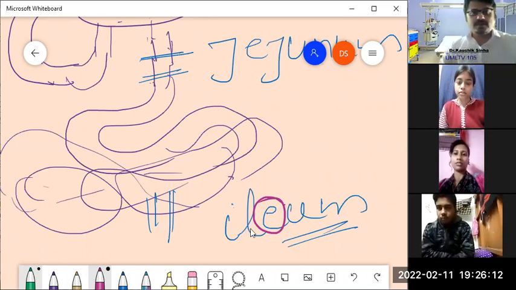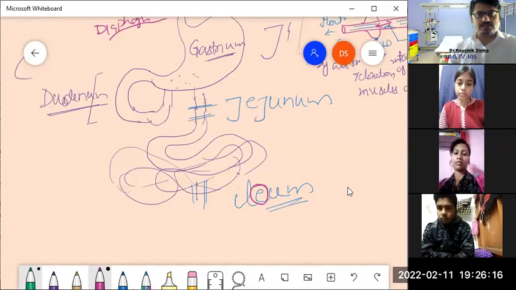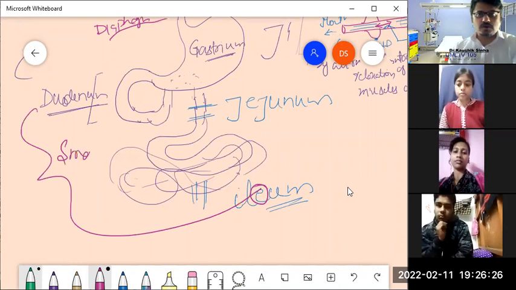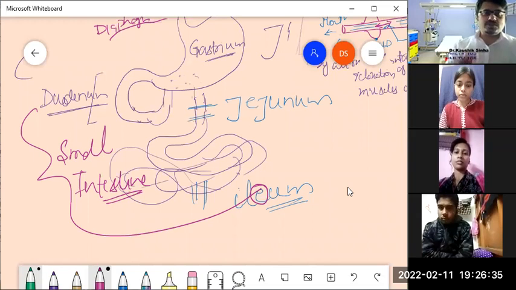Correct? So now I have given you the names of three different parts of this tube, and these three parts are collectively known as the small intestine. In Bengali, there is a word called Khudrantra, which in medical English is the small intestine. Why it is known as small, I will come to that explanation soon after I complete introducing the large intestine.